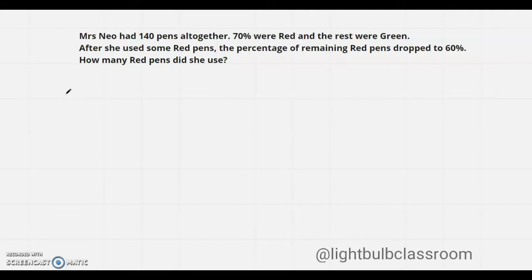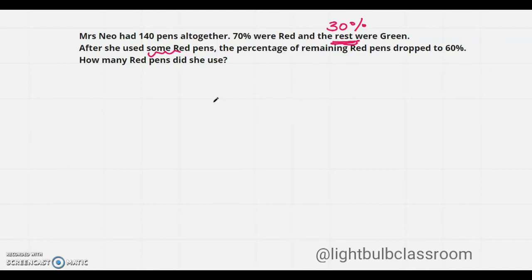Mrs. Neo had 140 pens altogether. 70% were red and the rest were green. So if 70% were red, the rest would be 30%, right? So 30% were green. After she used some red pens, they don't actually tell you how many she used, the percentage of remaining red pens dropped to 60%. How many red pens did she use?